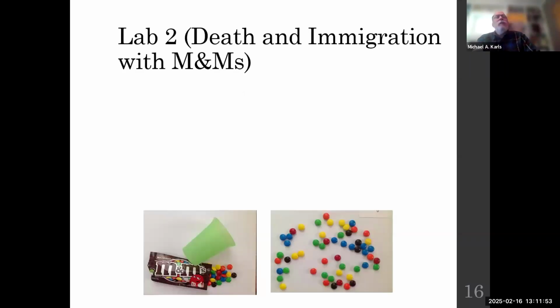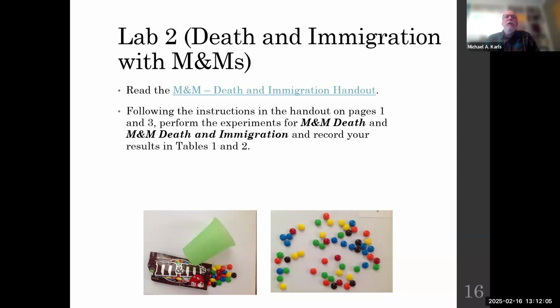Okay, so the first thing we looked at in lab from SIMIODE is the death and immigration with M&Ms project. I wanted them to read this, the student version of the project, that handout. And then following the instructions in the handout on pages 1 and 3, I wanted them to perform the experiments for M&M death and M&M death and immigration and record the results in tables 1 and 2.